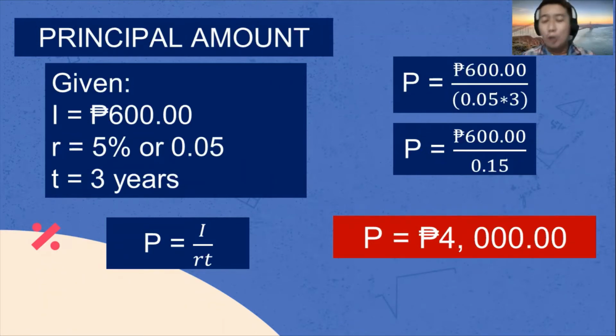You are going to deposit 4,000 pesos to earn an interest of 600 pesos with a 5% rate of interest in 3 years. The principal amount that you need to deposit is 4,000 pesos.